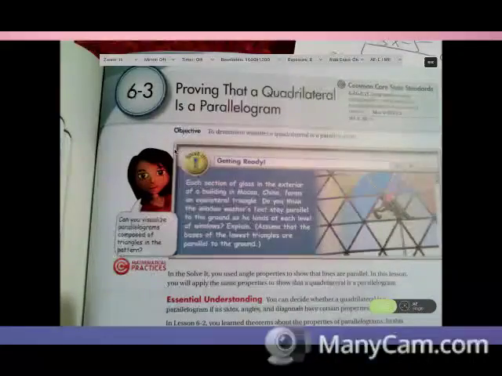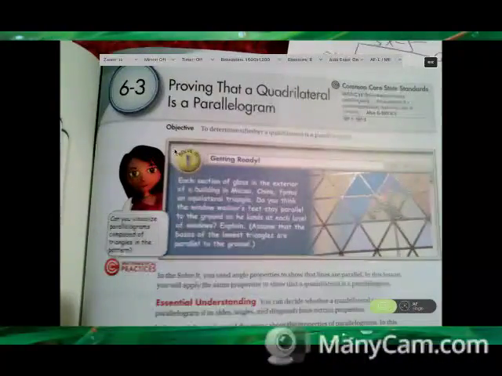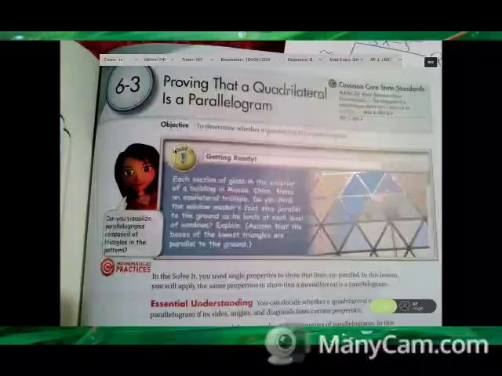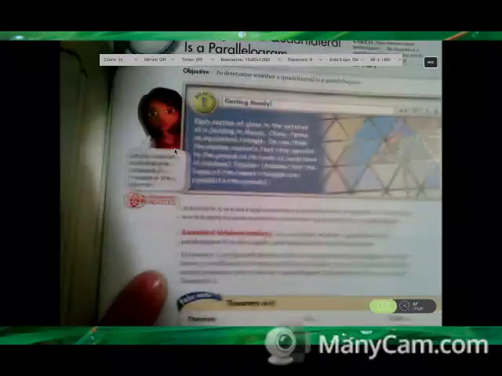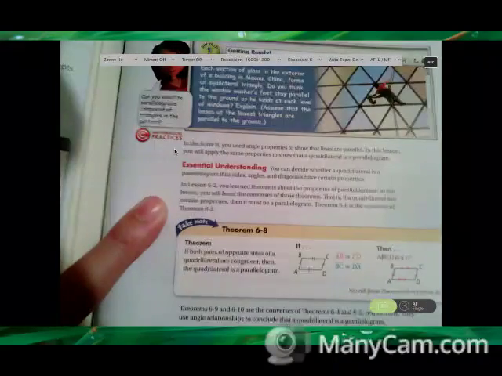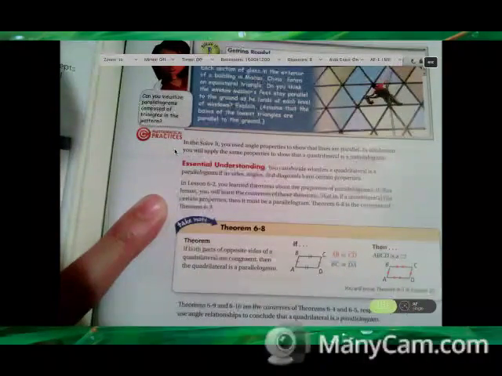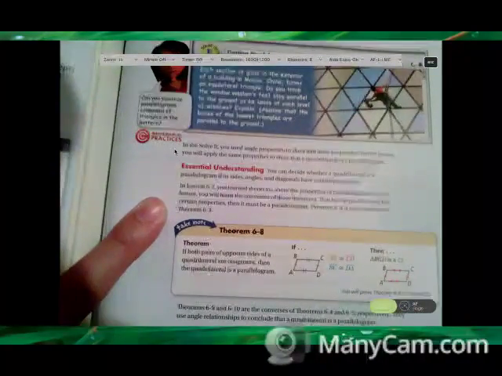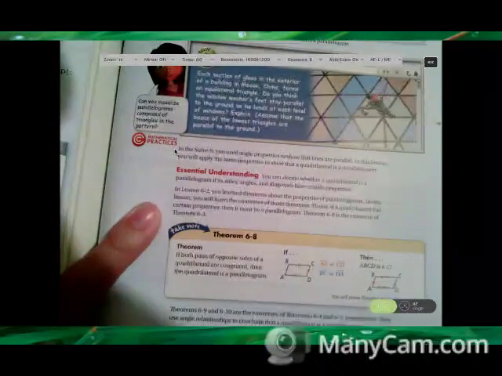So, we'll be exploring more about the angles and properties of quadrilaterals. Alright, so here's a theorem. If both pairs of opposite sides of a quadrilateral are congruent, then the quadrilateral is a parallelogram. So, if the opposite sides of these are congruent, then that means that they're parallel and it's also a parallelogram.